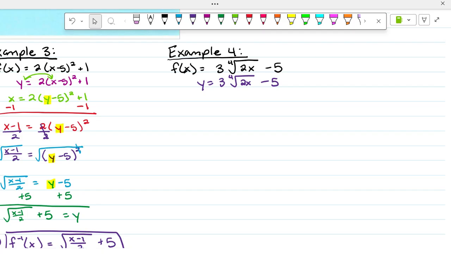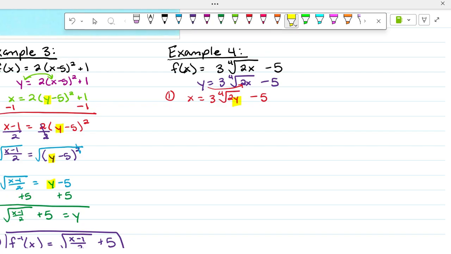So, what's my first step? Switch the x and the y. This becomes x is equal to 3 times the 4th root of 2y minus 5. And we're solving for y now.